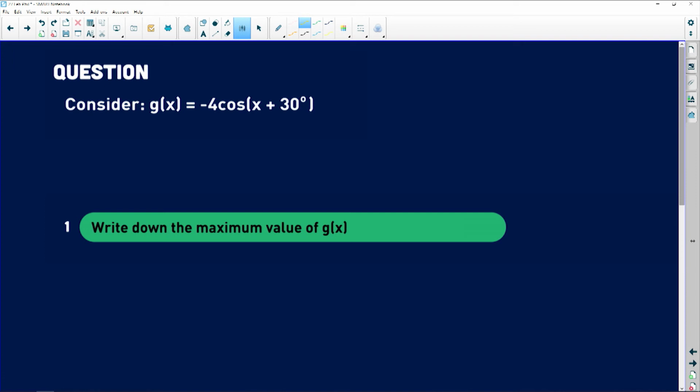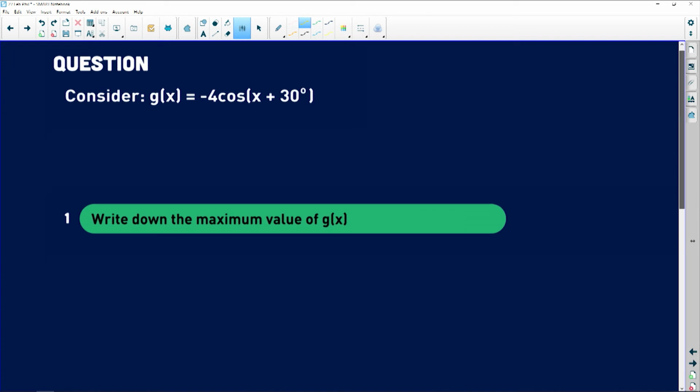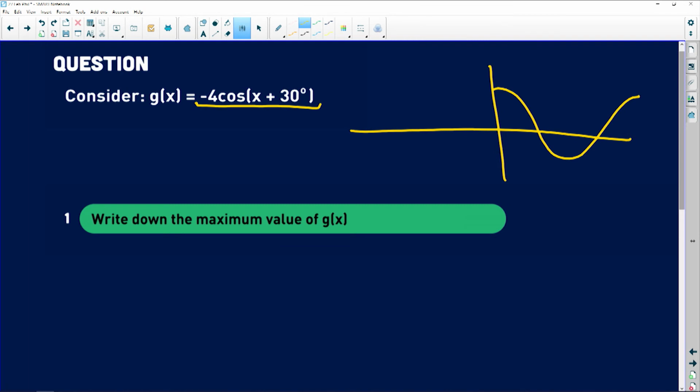Okay, so it says, consider the graph of g of x is equal to -4 cos of x plus 30 degrees. Firstly, it says, write down the maximum value of g of x. So, what you need to do is compare this to the mother graph, okay? You know that your cos graph, at 0, starts at 1, and then it does that, and it does the same thing on the other side. So, we know that this maximum value here is only ever going to be 1. Of the mother graph, this is cos of x, okay?